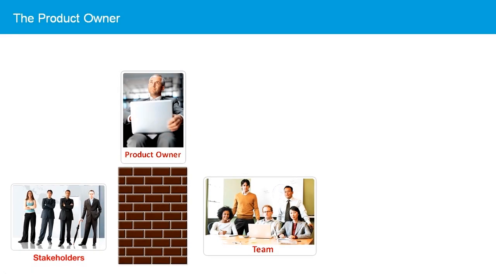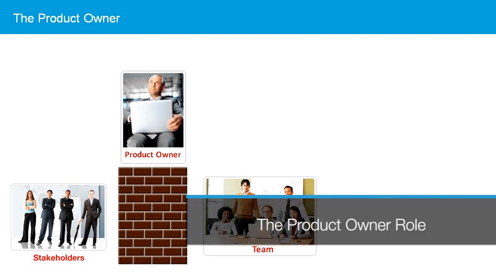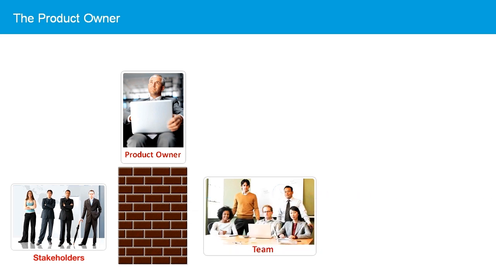There can only be one product owner, and they have the final say on what features go into the product. The product owner gains this knowledge by interacting with the stakeholders to determine their interest and the features they want to see in the final product.